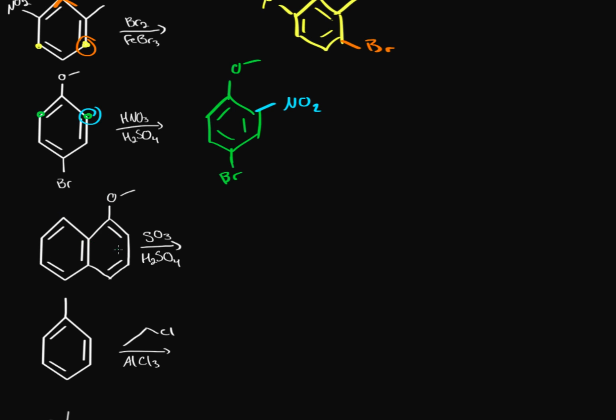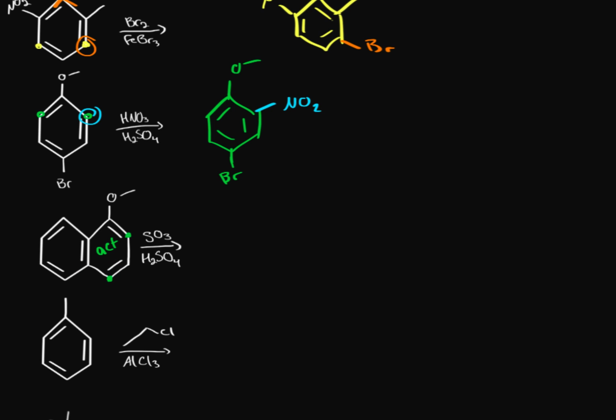We're going to look at the more activated ring. And the more activated ring is the one that has electron donating groups. And so this will be this benzene ring, which is more activated. It has this ether to it. So we're just going to look at the ortho and para positions for this ether. And that'll be this position and this position. This is ortho and this is para.